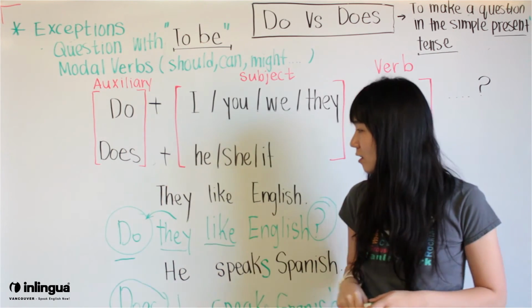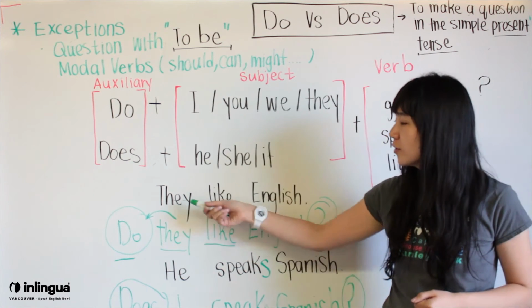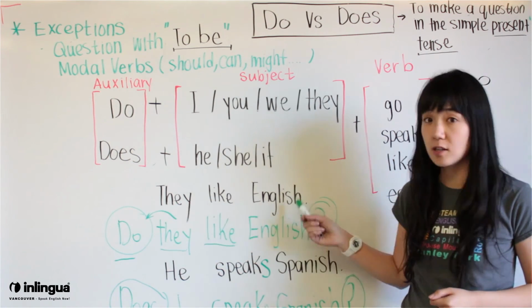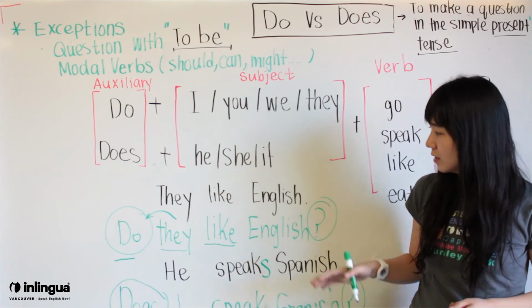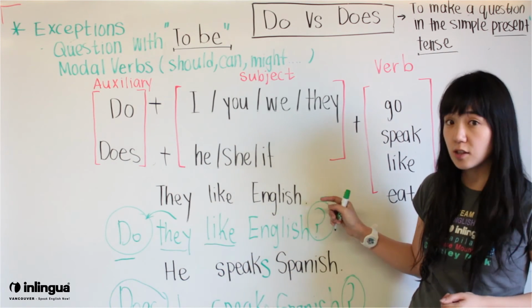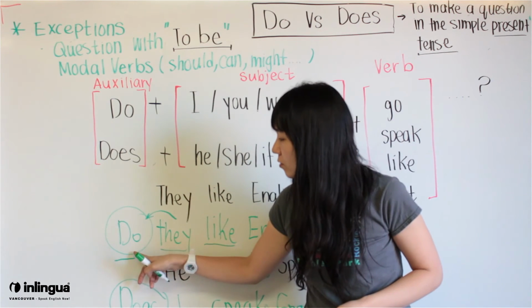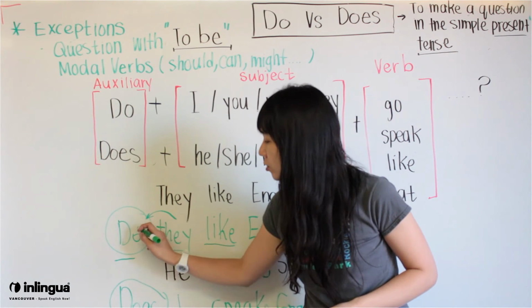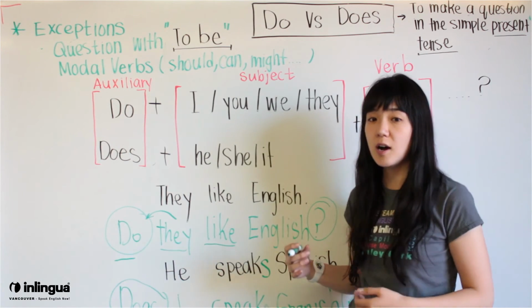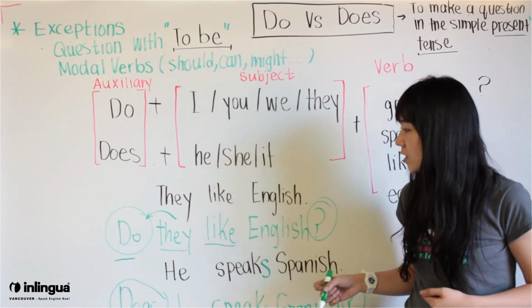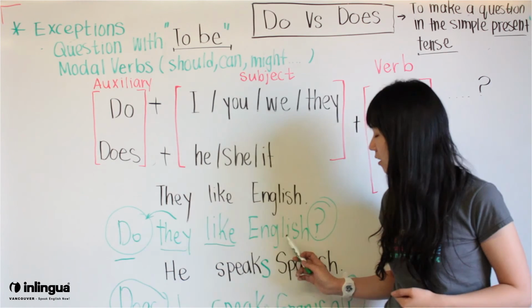So let's look at our examples again. The affirmative sentence is, they like English. The subject, they, the verb like, English. So the question is, you simply add do and the question mark to turn it into a present simple question. So, do they like English? Question mark.